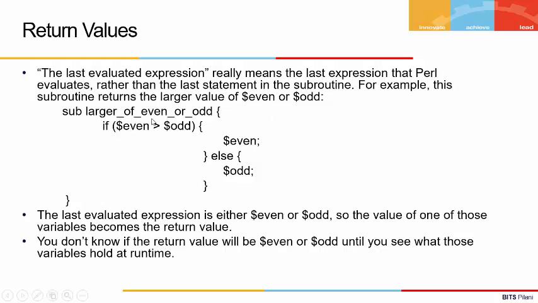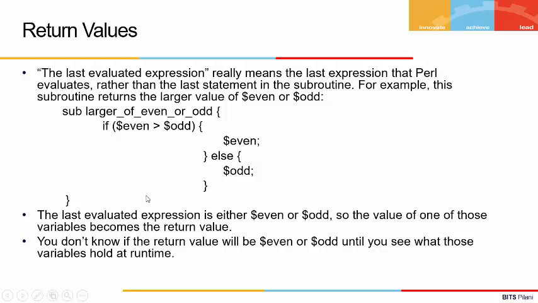So now consider that we have a loop inside the subroutine. We have the condition here. So what is that? It will be returning the value. As you see, the last evaluated expression. We have the condition where we are checking whether the variable $even is greater than the variable $odd.